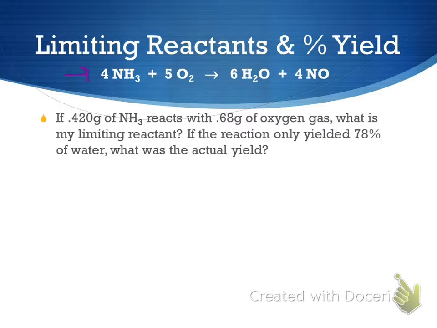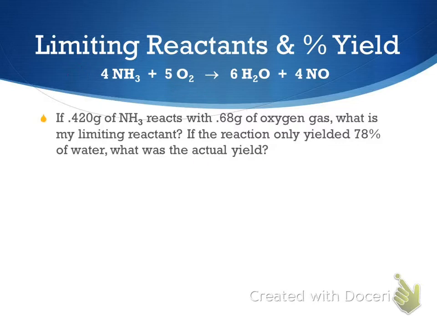Okay, it says if 0.42 grams of NH3 reacts with 0.68 grams of oxygen gas, which is O2, what's my limiting reactant? So that'll be the first part that we'll solve for. Then it tells us if the reaction only yields 78% of what it should have, what was the actual yield. So we're going to do a couple different things here, first of which has to start with finding our limiting reactant.